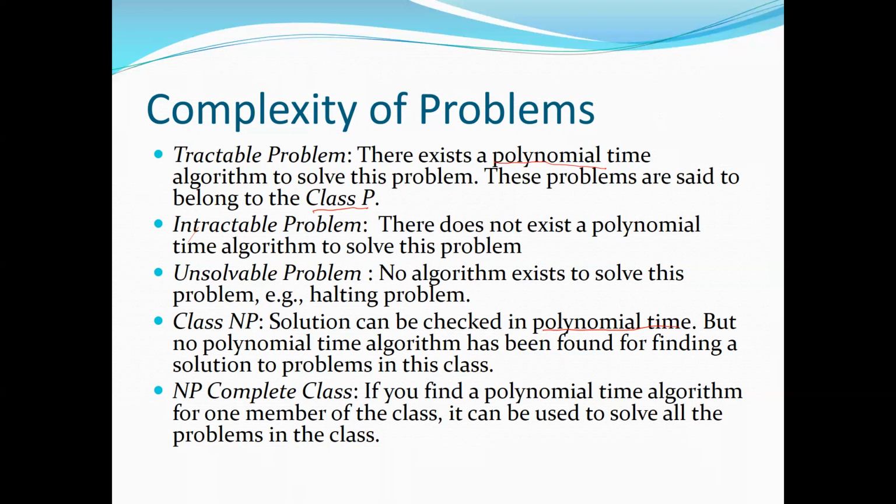Tractable: we have a polynomial algorithm. Intractable: we do not have a polynomial class algorithm, maybe some other exponential or factorial class. Unsolvable: we do not have an algorithm at all. NP class: we can test the solution in polynomial time, but the algorithm is not polynomial. NP complete class: if we can find an algorithm for any one problem in the NP complete category, then we can find the algorithm for the rest of the problems as well.